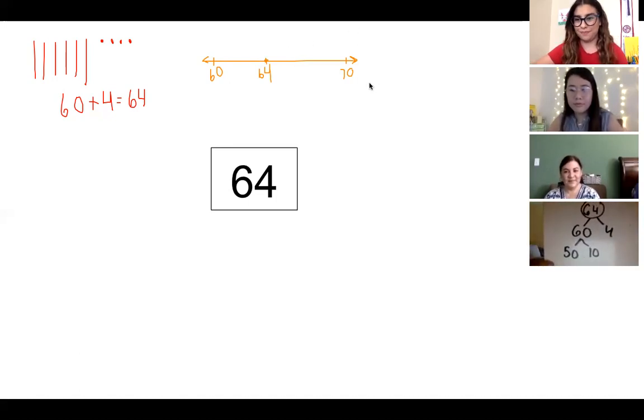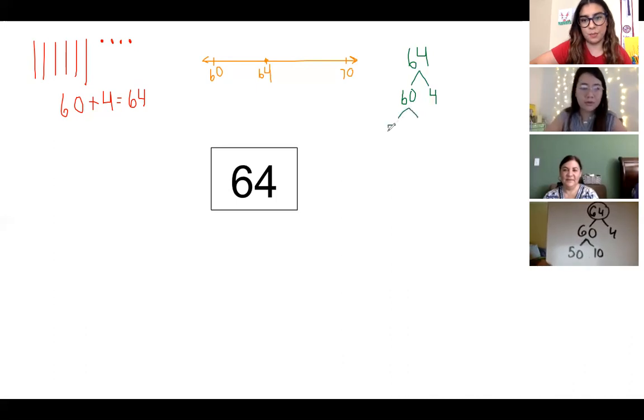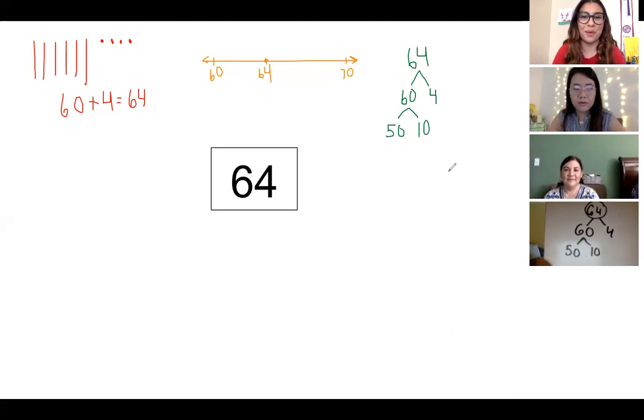All right, Miss Rosales, can you show your visual representation of 64? I decided to just use a tool, which is a number bond. And just show a split of, well, 64 is just 60 and 4. Great work. But then I took an extra step and wanted to challenge myself, and then I did a split of the 60. Ooh, and then you split 60 into? 50 and 10. Perfect. And that's a great segue into what we're doing today.